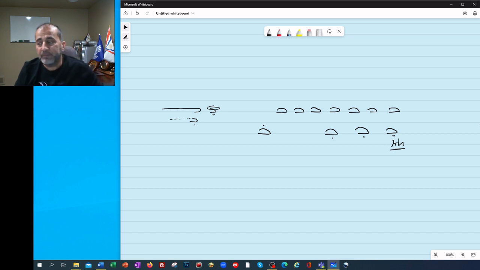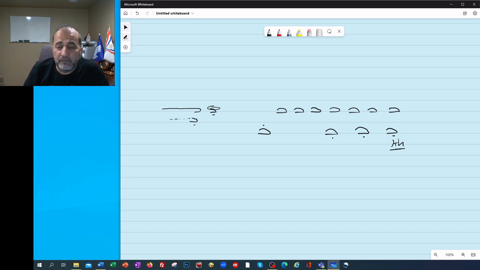Now, this kaf, the one you see here, joins from both sides, the right and left. If it falls at the beginning of the word, it's going to join to the next one. If it falls in the middle, it's going to join to the left no matter what, and it's going to join to the right if the letter before it on the right joins from the left.